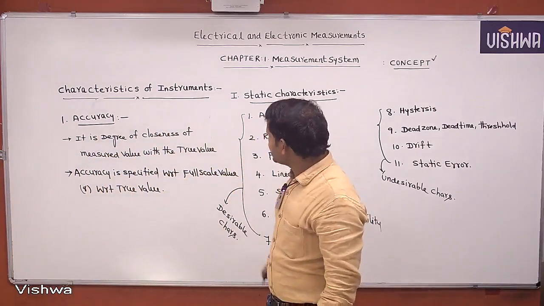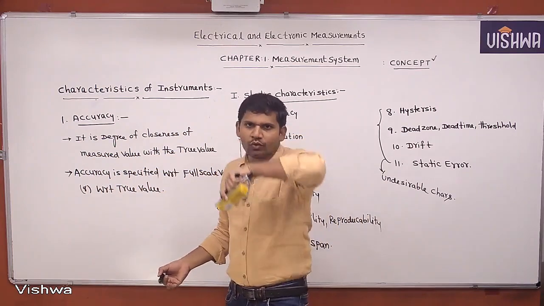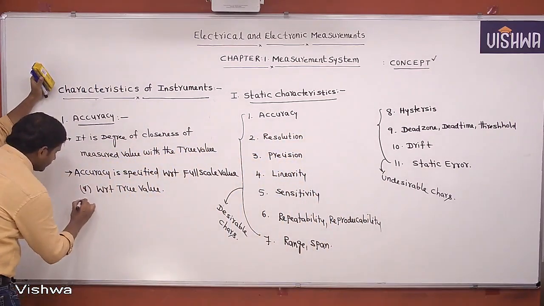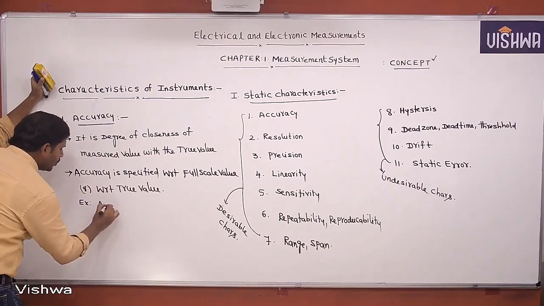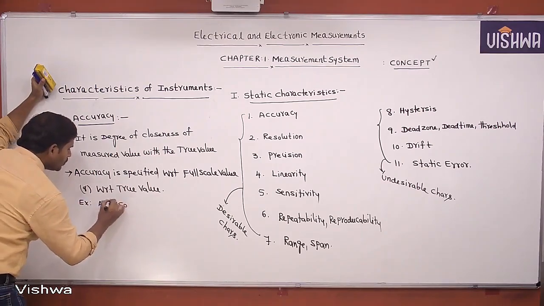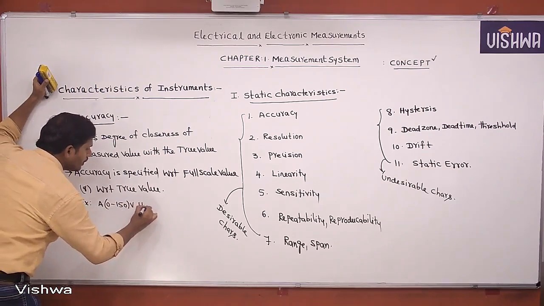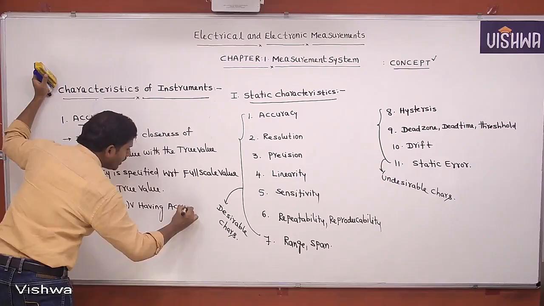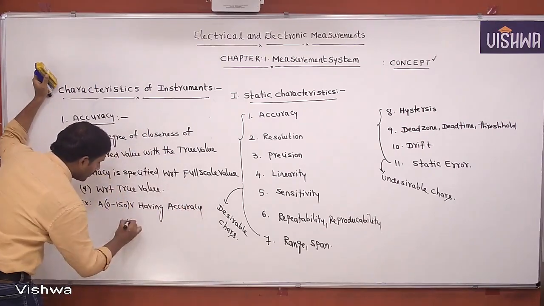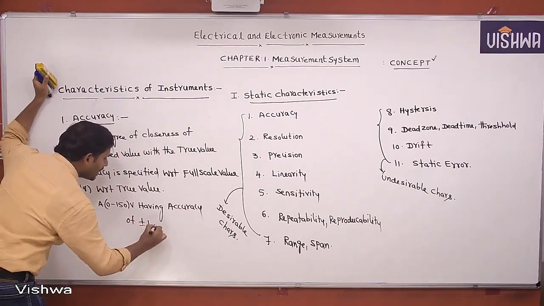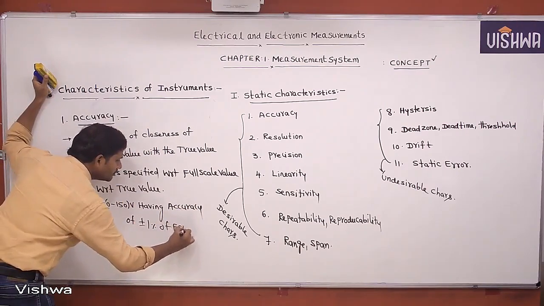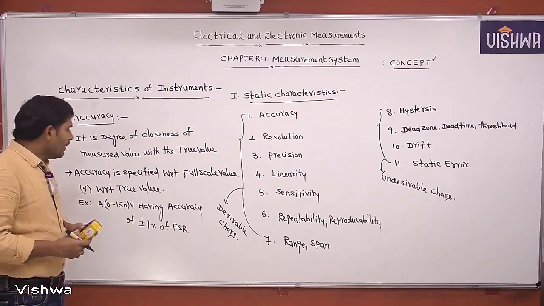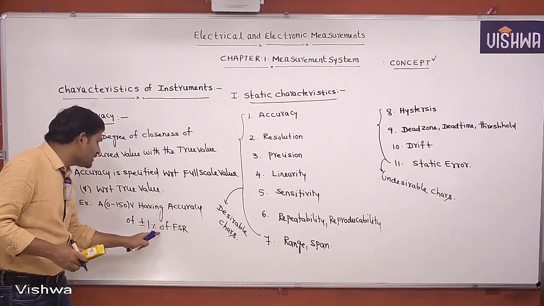What do you mean by with respect to full scale value or with respect to true value? For example, if it is given like this, a 0 to 150 volts voltmeter having accuracy of plus or minus 1% of full scale reading. This is one way to specify the accuracy. That means here we are specifying the accuracy with respect to full scale.